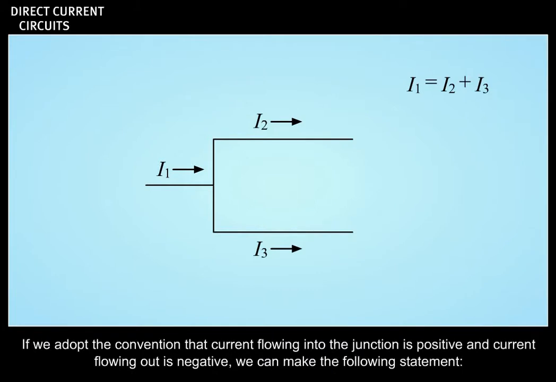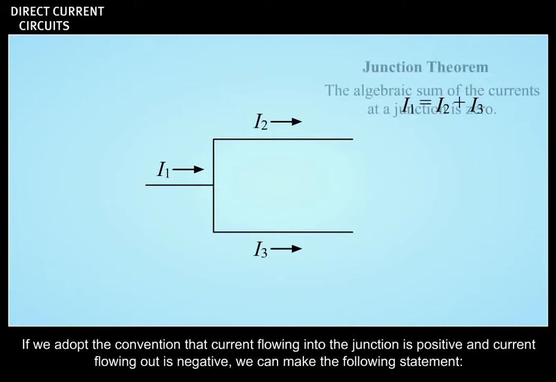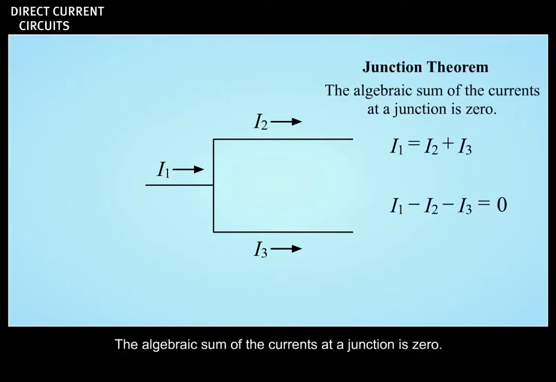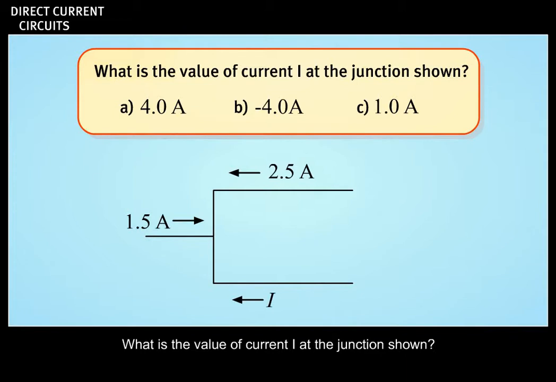If we adopt the convention that current flowing into the junction is positive and current flowing out is negative, we can make the following statement. The algebraic sum of the currents at a junction is zero. This rule is known as the Junction Theorem, or Kirchhoff's first rule. What is the value of current I at the junction shown?